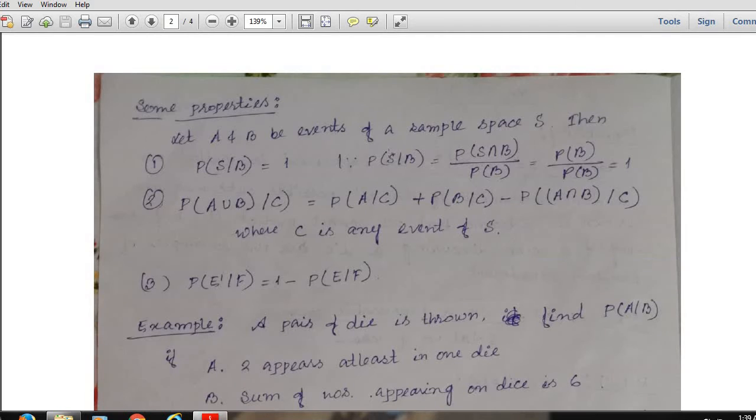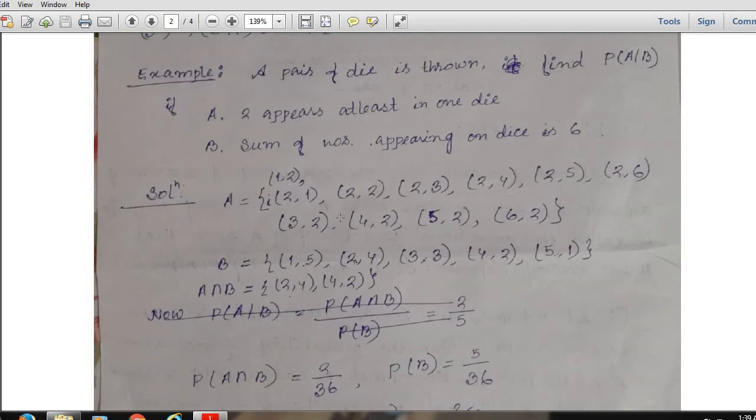Let me discuss some properties of conditional probability. Let A and B be events of a sample space S. Number 1, probability of S given B equals 1. Number 2, probability of A union B given C equals probability of A given C plus probability of B given C minus probability of A intersection B given C, where C is any event of S. And number 3 is probability of E dash given F equals 1 minus probability of E given F. The proofs of these properties are available in any book of probability.